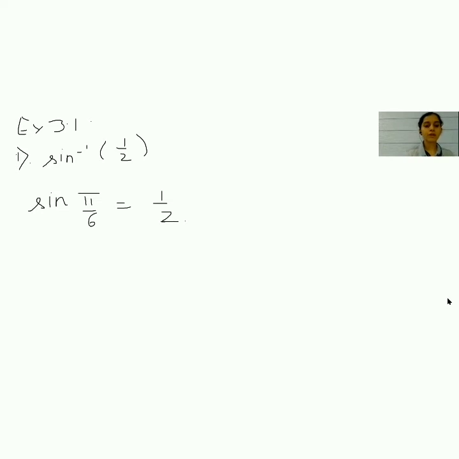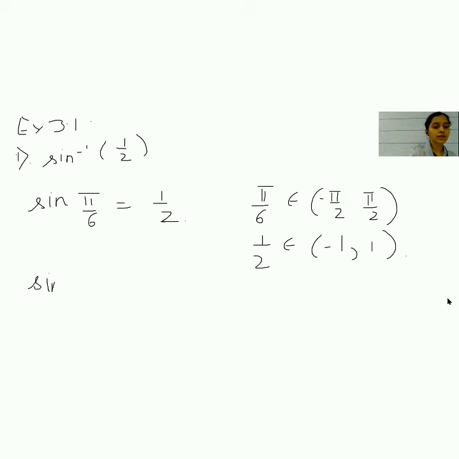Now we have to check whether they lie between the range and domain. Okay. So first let us see whether our domain is satisfied. So we can say that pi by 6 belongs to or lies between minus pi by 2 and pi by 2, right? Between 90 and minus 90, 30, yes, lies between them, and half belongs to minus 1 comma 1, right? Lies between minus 1 and 1. Therefore, the inverse exists, and therefore we write that sine inverse of half is equal to pi by 6. Okay. Now, does pi by 6 fall into the principal range, or does it fall into the range that they have given? Yes, it does.